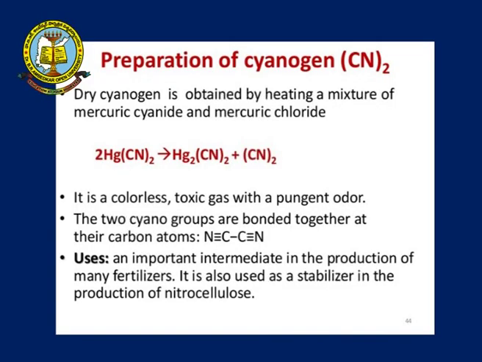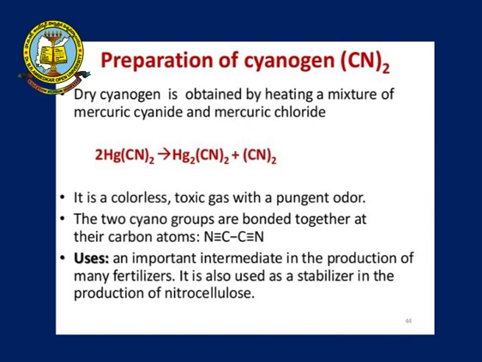The preparation of a pseudo halogen. First of all you take the molecular state, CN minus, in the dimeric state (CN)2. The dry cyanogen is obtained by heating a mixture of mercurous cyanide and mercuric chloride. We are getting mercurous and mercuric chloride, and we are getting the CN molecule, CN taken twice. It is a colorless and toxic gas with a pungent odor. The 2 cyano groups are bonded together at their carbon atoms.